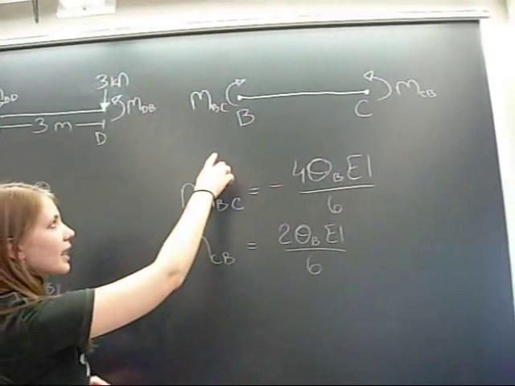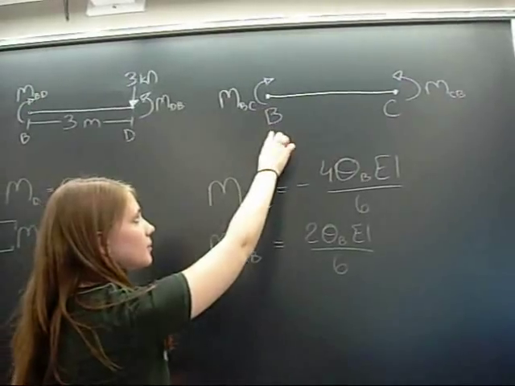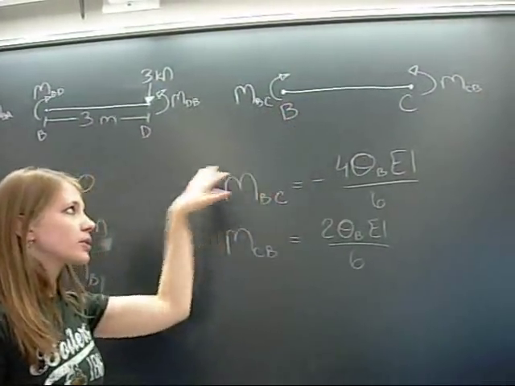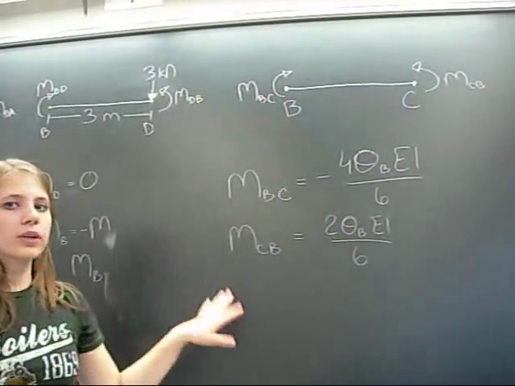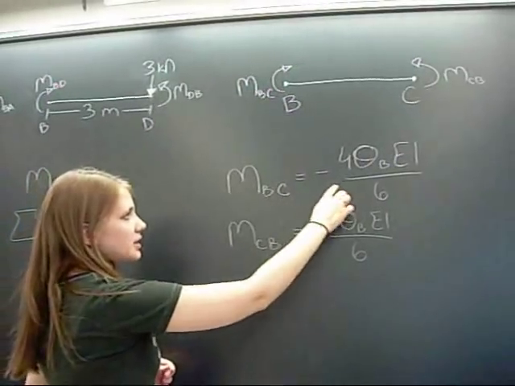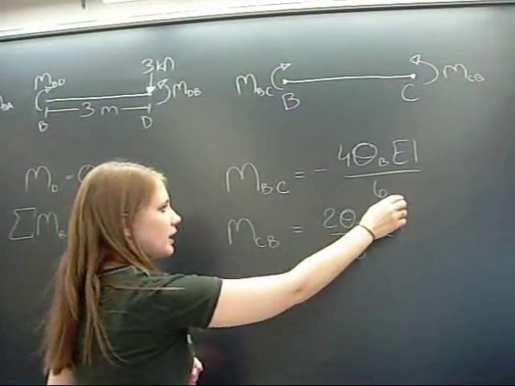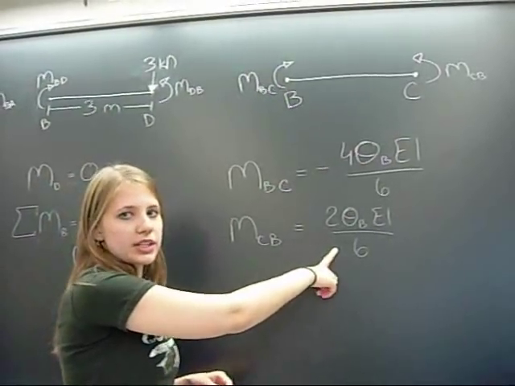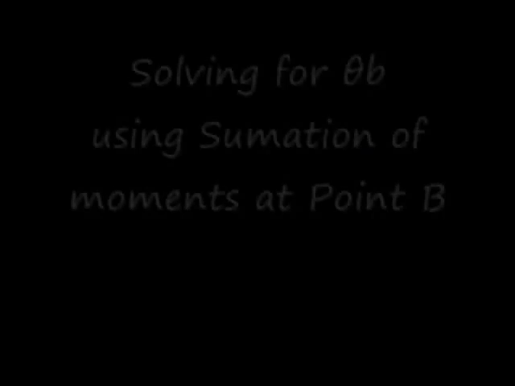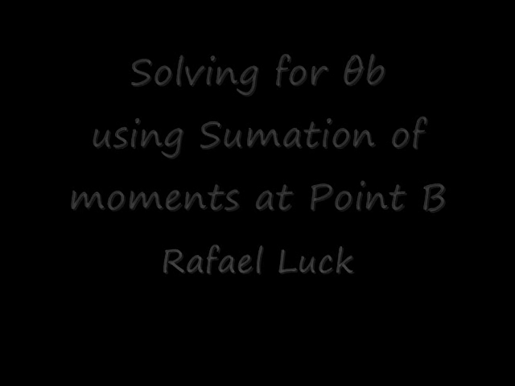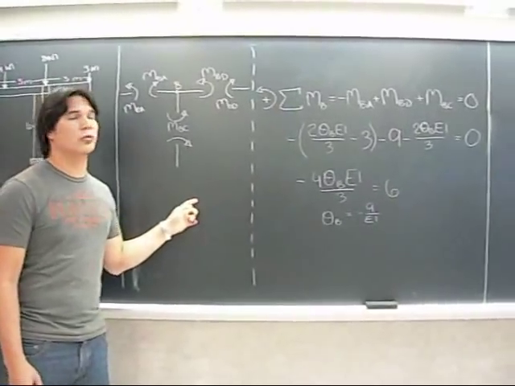Okay, next we're going to look at the beam from B to C. Both of these ends are fixed, and there's no forces acting on it, so we're only going to need the equations from the matrix. If you remember, we get MBC equals negative 4 theta B EI over 6, and we get MCB equals 2 theta B EI over 6 from the matrix. The only unknown we have right now is theta B.